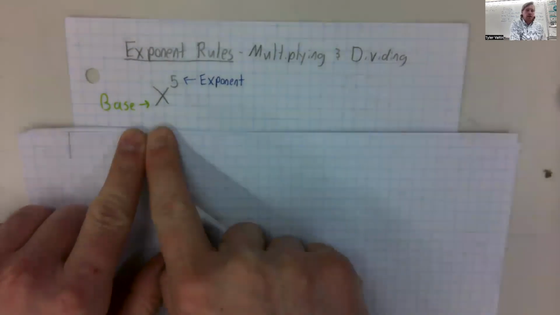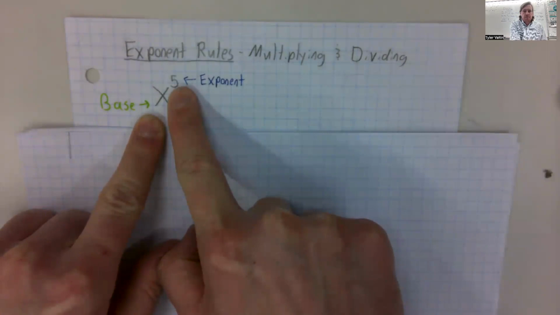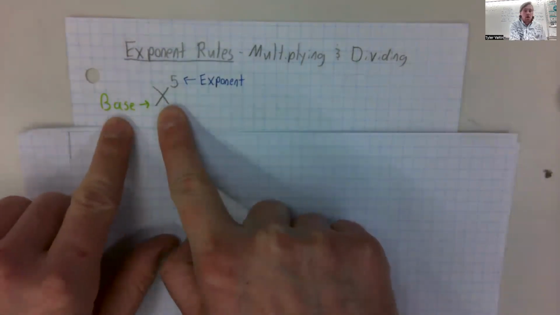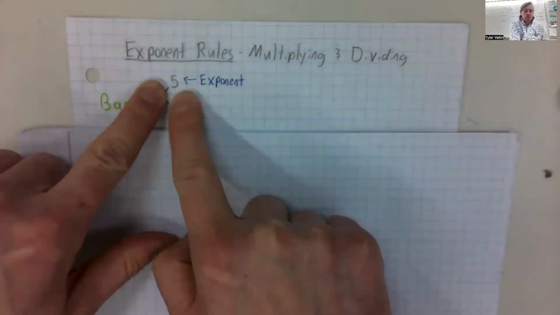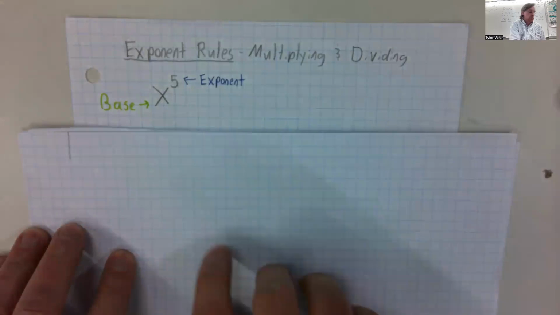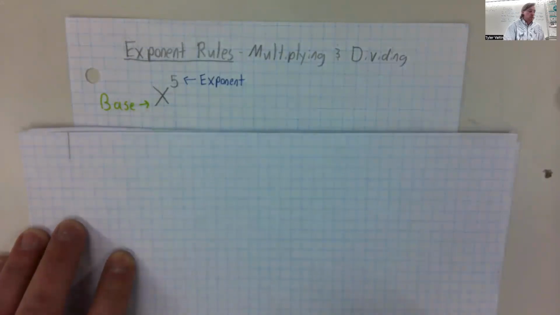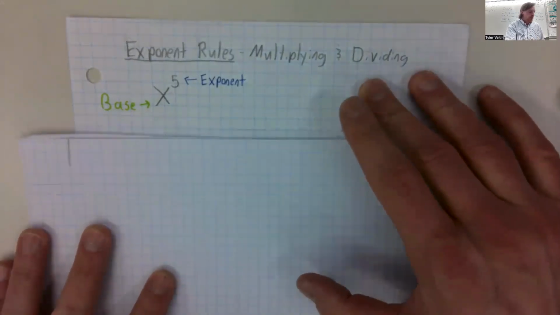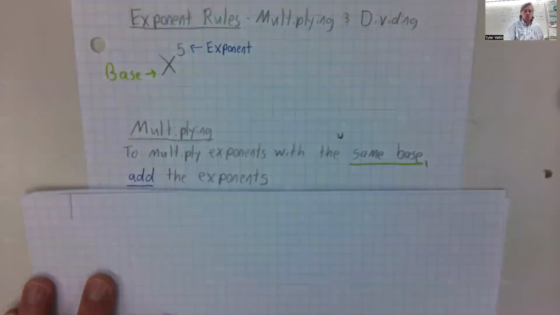Just to be really clear, to start off, when we have an exponent here, x to the fifth power, the x, the bigger number, the lower number, is called our base. And the number that it's being raised to, that's actually the exponent. And that's going to come into play here. Understanding what the base is and being able to recognize what the base is of a certain exponent number. Okay, right into multiplying.